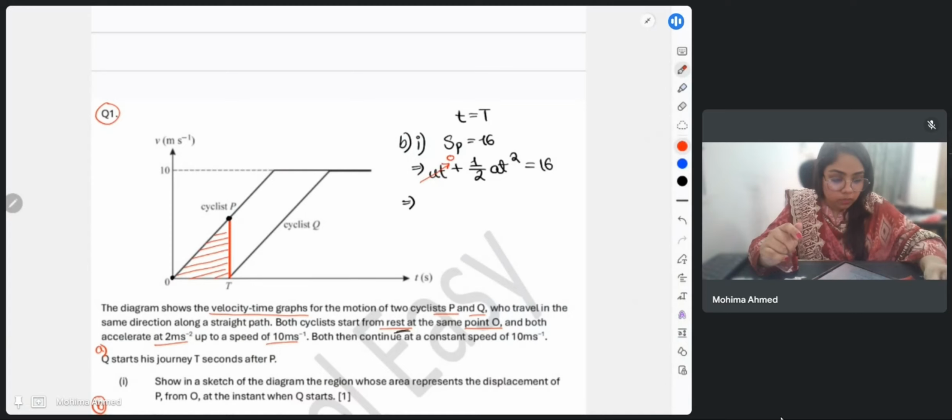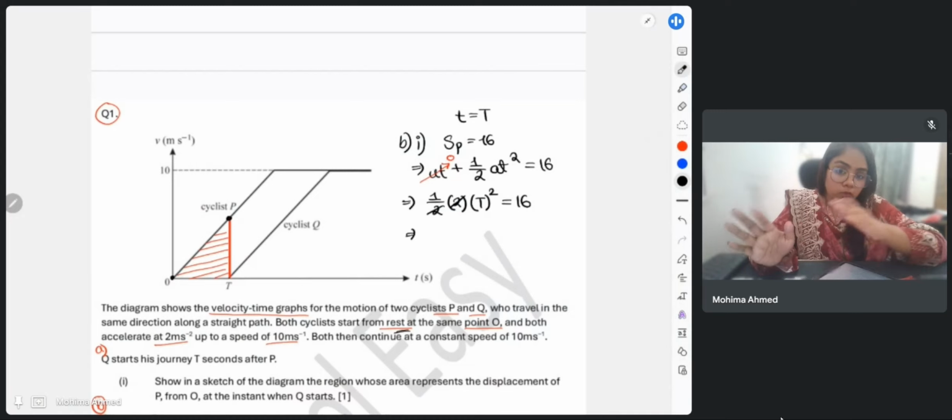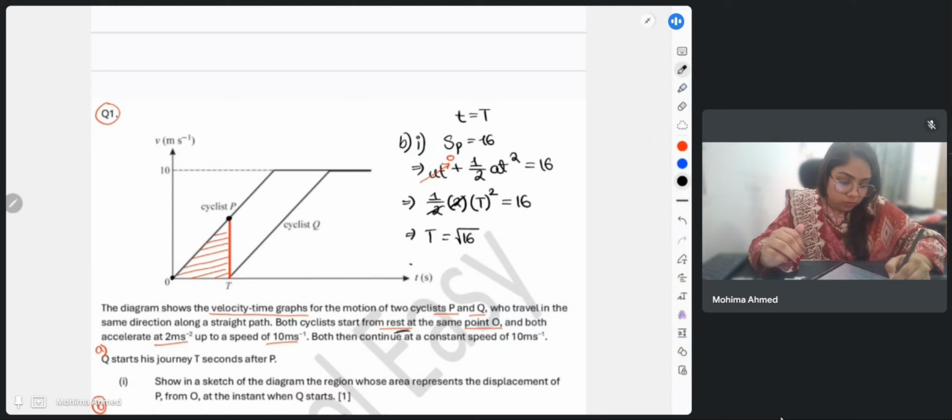This entire thing becomes 0. And now you have half, acceleration was 2, time was capital T squared equals 16. These two get cancelled out. T squared, you just take this square to the right-hand side, so it will be root over 16, which is eventually what? T is equal to 4 seconds, right? So when cyclist Q starts its journey, the time was 4 seconds for this entire graph.